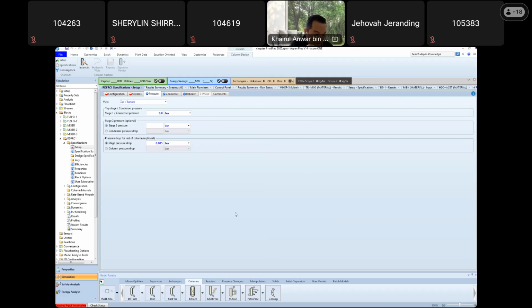So under the pressure tab, we will simulate a distillation column that is operating at 0.8 bar with 5 millibar drop per stage. So it simply has 10 stages. Okay. In real life, pressure resists, so there is a pressure drop along the column from the bottom, highest pressure, to the top, lowest pressure, which is specified via the stage pressure or column pressure drop.